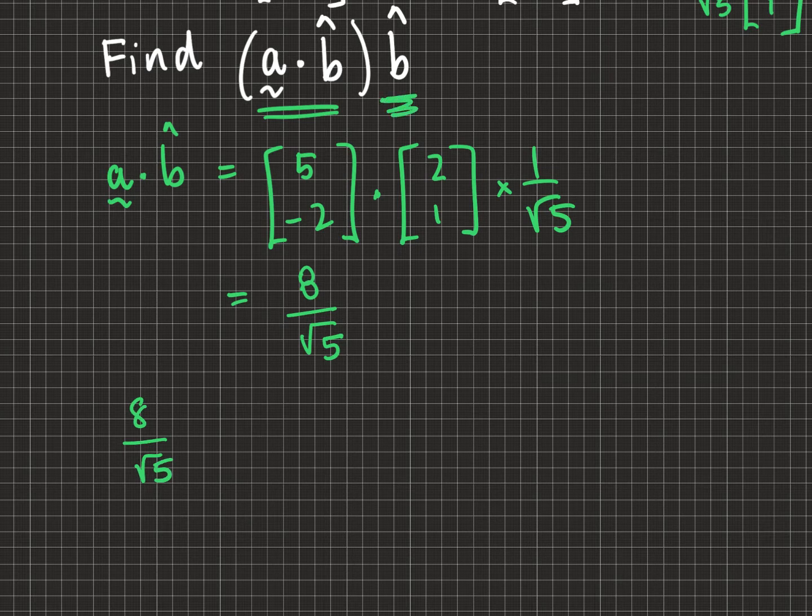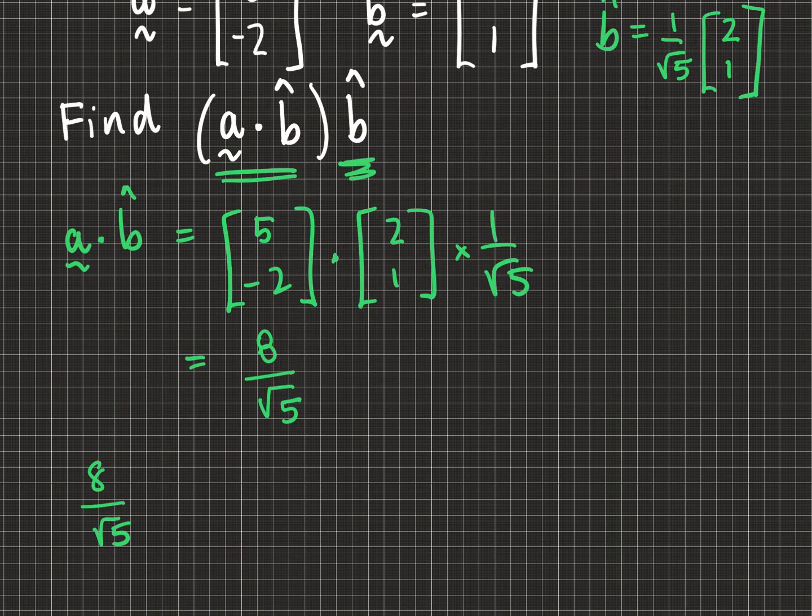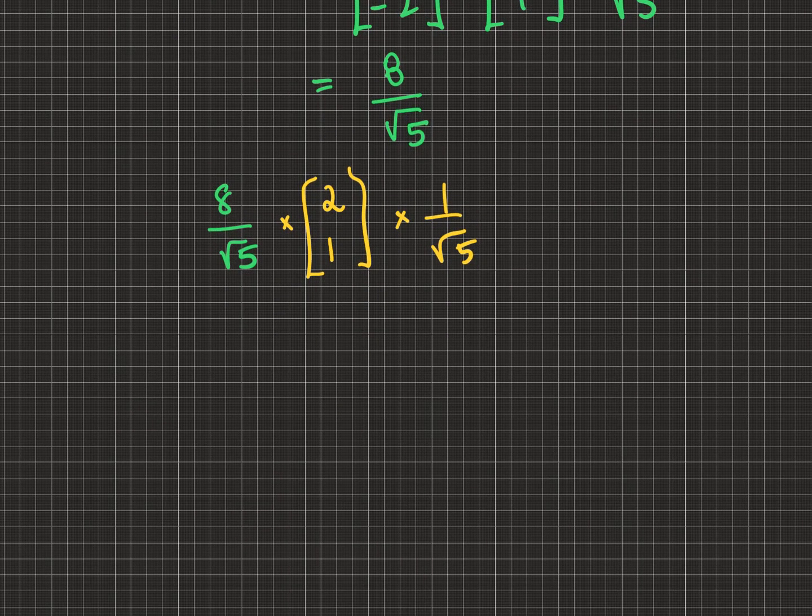And what was b hat? Up here. (2, 1), and 1 over root 5 of that. Now, you can see here that that times that will remove the surd and make it into just a 5. 8 times 1 is 8. So it's actually just 8/5 of this vector here.